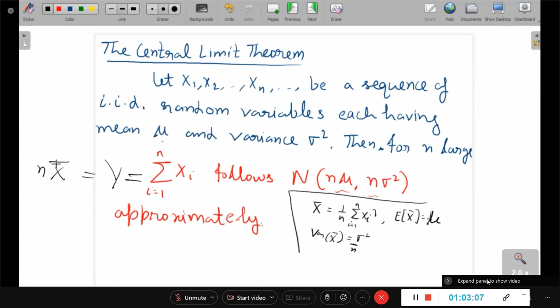What is y? If you look at y, it is n times x bar. The mean of x bar is mu, so the mean is n times mu. What was the variance of x bar? It was sigma square by n. So the variance of n times x bar is n square coming out, n square times sigma square by n, so n times sigma square. So the mean is n mu and the variance is n sigma square, and as n goes to infinity it follows the normal distribution.